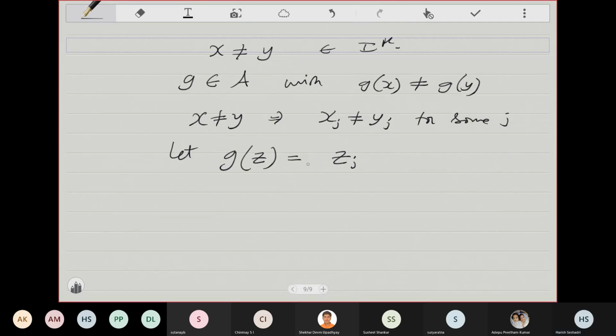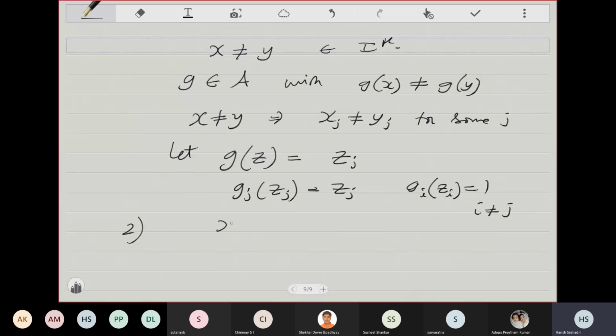So if you want to think of it as a product of functions, then in other words, Gj of Zj is equal to Zj. All the other ones, Gi of Zi, are equal to 1 if i is not equal to j. They are all the constant function 1. So the product of these things will give you this g, and that will separate those two points. So it's immediate.